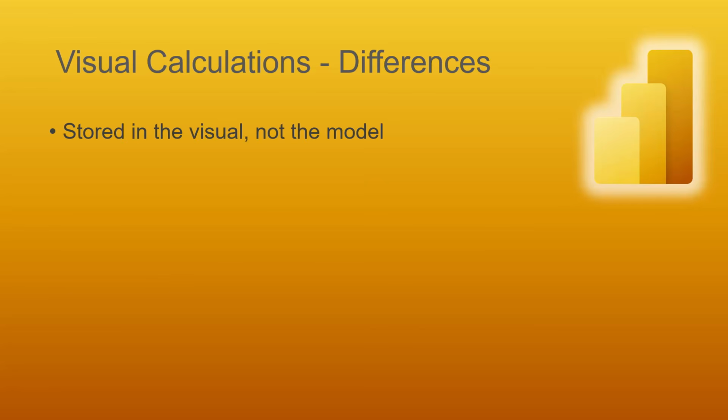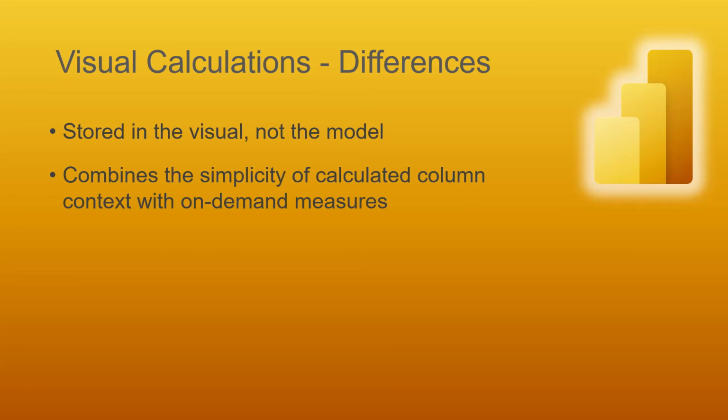Visual calculations are stored in the visual, not in the model. This combines the simplicity of a calculated column's context with on-demand measures. Visual calculations operate on an aggregate of the data, not the detail of the data. And it's because of this operating at the aggregate level that the potential for performance benefits increases dramatically.